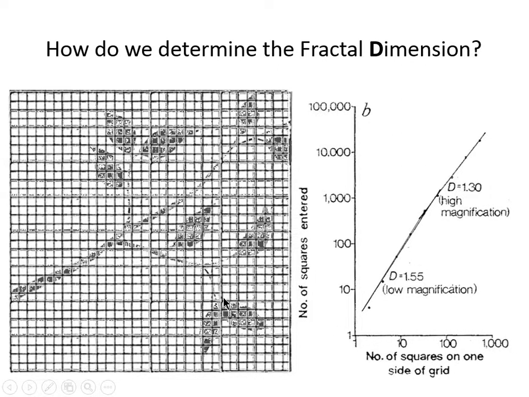So of course, the smaller the squares, the larger the number intercepted. And if we get a straight line, this obeys the mathematical rule of fractal, and the slope of this straight line is the fractal dimension of the object you're using.